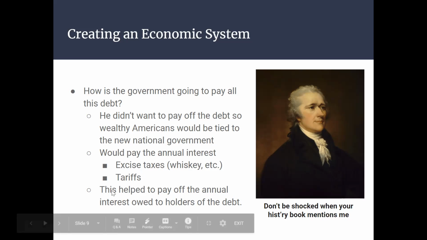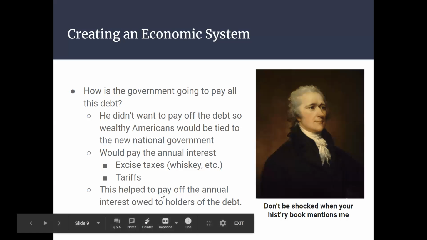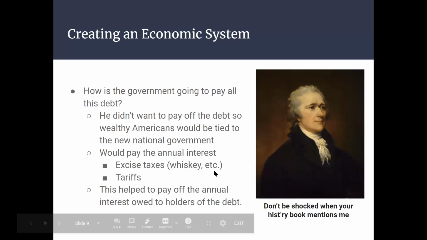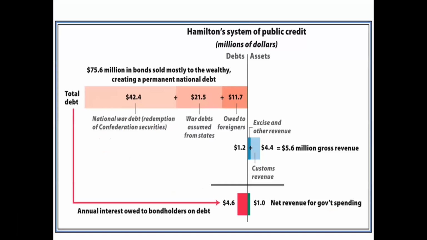The other thing is through a tariff. So anything coming into the United States, that business or country has to pay a special tax, and that goes right to the national government to pay off their debts. So this is going to help pay off the debt, but it's also going to make sure that the United States is able to keep credit with other countries and with wealthy Americans.